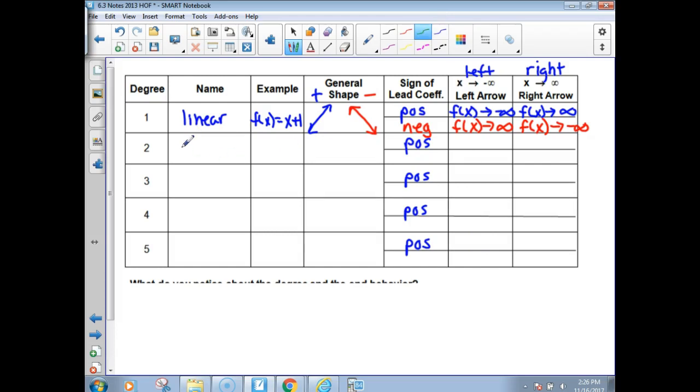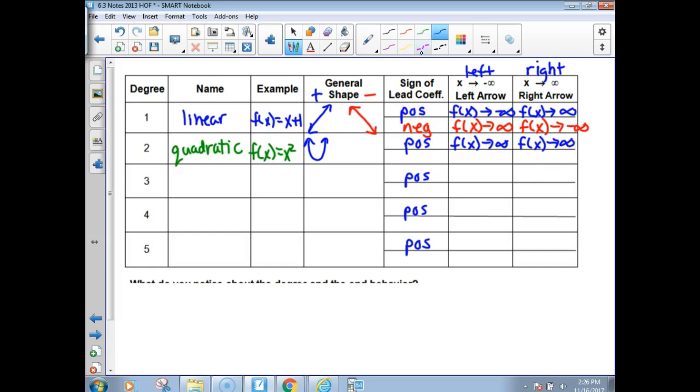Okay, the next one, the name for degree 2 is a quadratic. Example, f of x equals x squared. I'll just leave it at that. We already know and we've discussed the general shape of a parabola with a leading coefficient that's positive. It opens up on both sides. So f of x is approaching positive infinity for both sides. They're both pointing up.